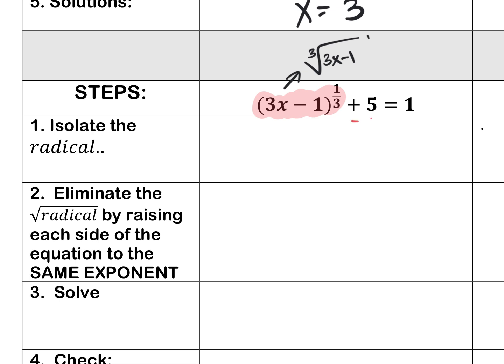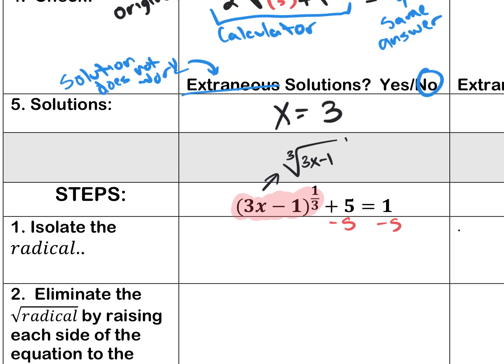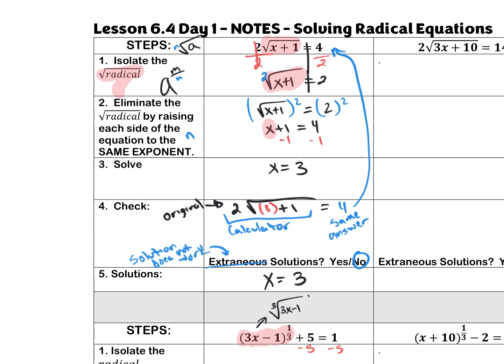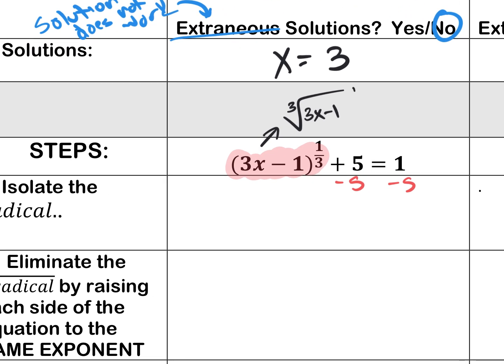That means I need to move the 5. On this problem, I subtract the 5 because it was being added. But on the previous problem, I divided by the 2 because it was being multiplied. So we always do the opposite of what it's doing to get rid of that number. All right, so back here. Once I subtract the 5, I get 3x minus 1 to the 1/3 equals negative 4.